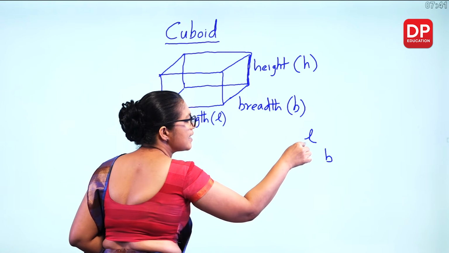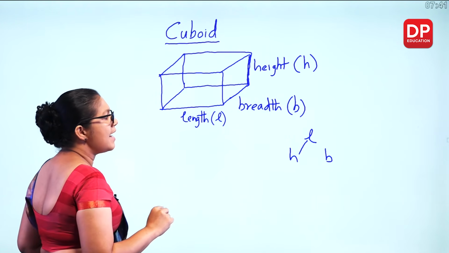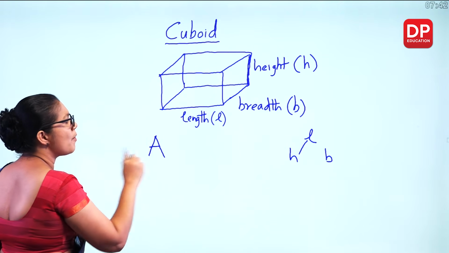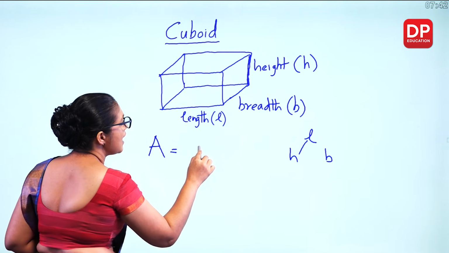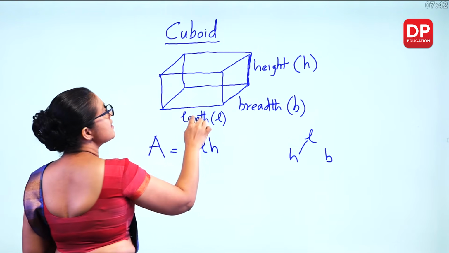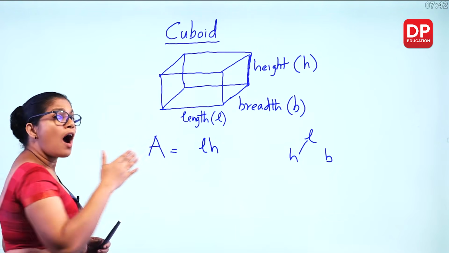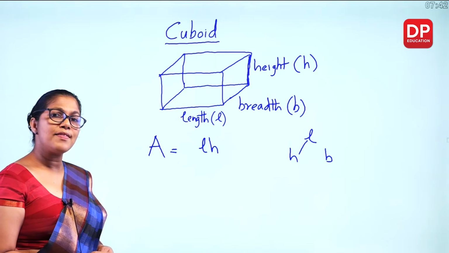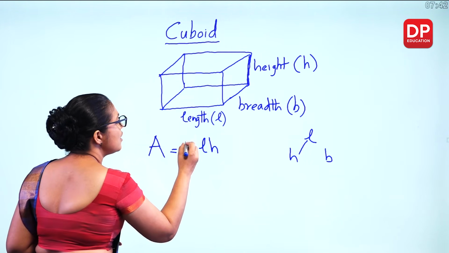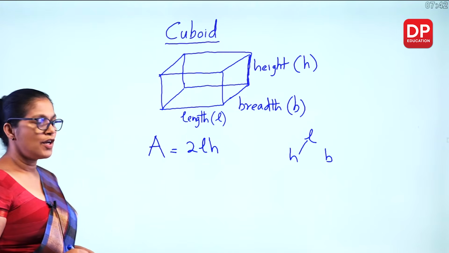And we'll connect like this, L and H. So here, when you take the surface area of a cuboid, you can take L, H. That means the L times H, this area. How many rectangles are there like this? You get 2 sides. So here, you need to multiply this by 2.